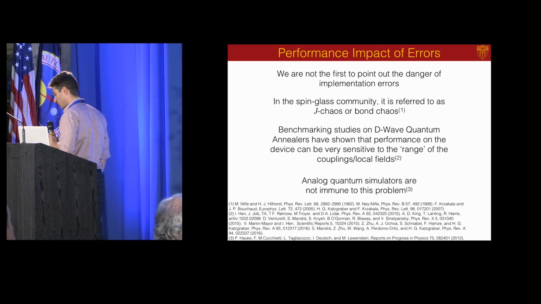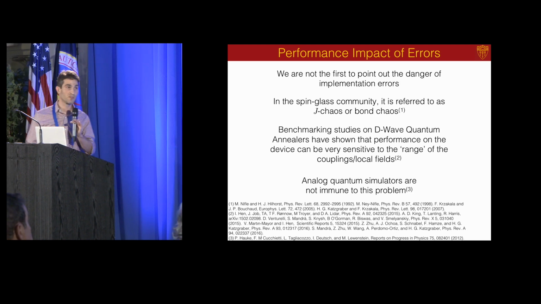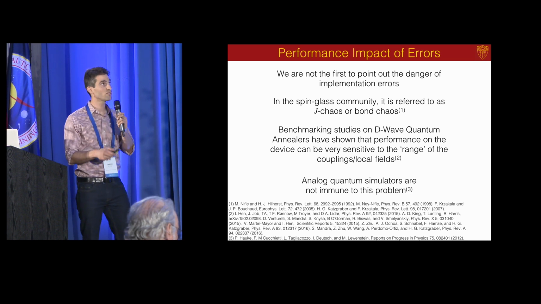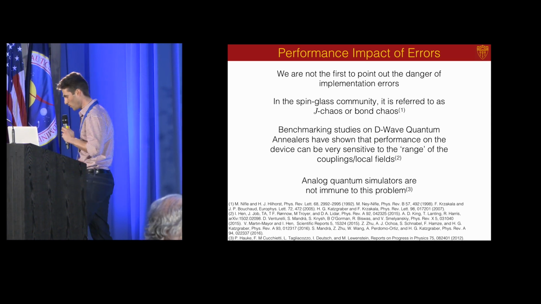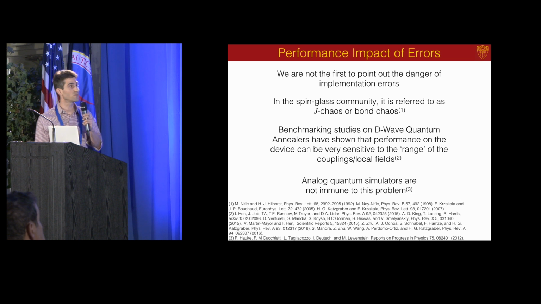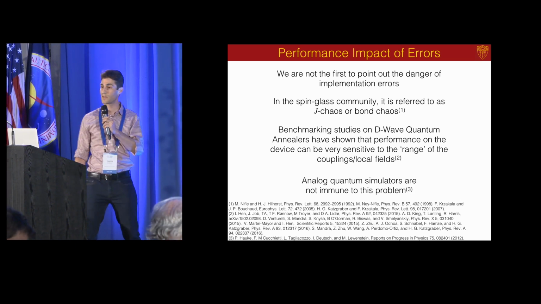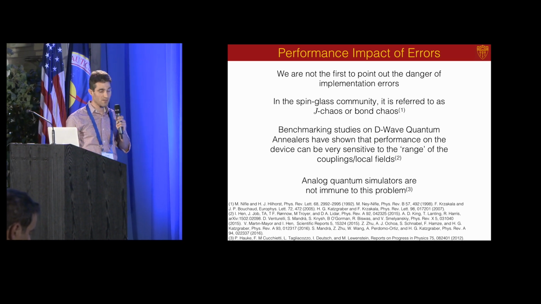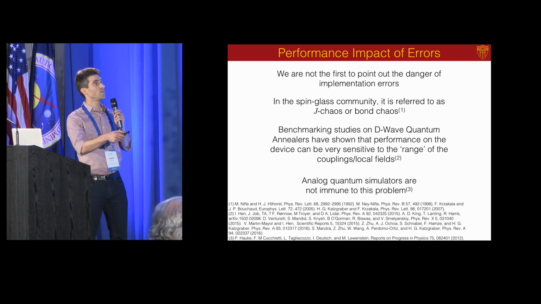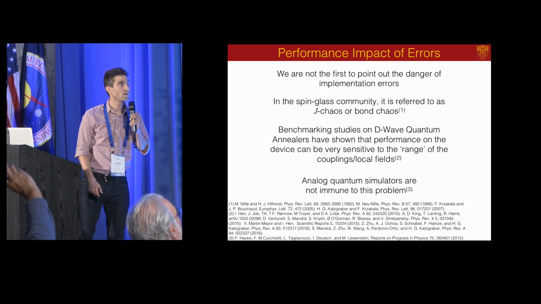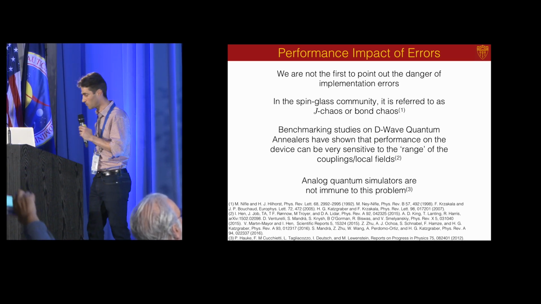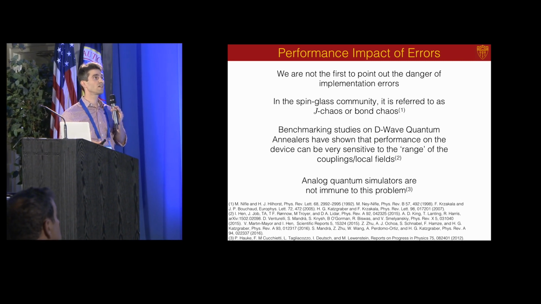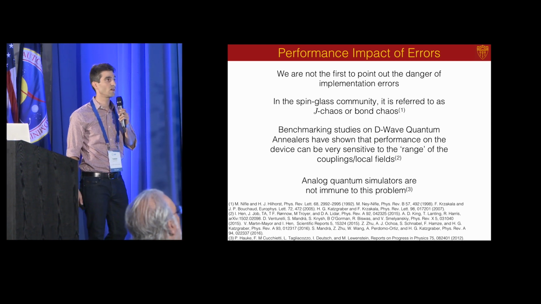Now, I want to emphasize, we are not the first people who have brought up this problem, right? In the spin glass community, it usually goes under the name of J-chaos or bond chaos. For those of us who've been involved in benchmarking using the D-Wave quantum annealers, we know that its performance can be very sensitive to implementation errors. But this is not even restricted to our field. There's also this very nice work in the quantum simulation community, which shows that implementation errors can cause very strong deviations in the measurement of your observables.